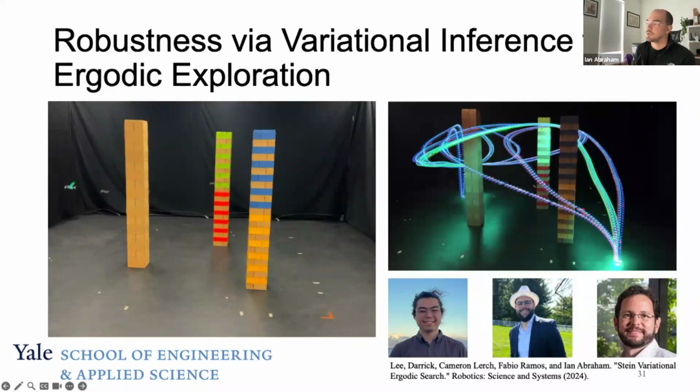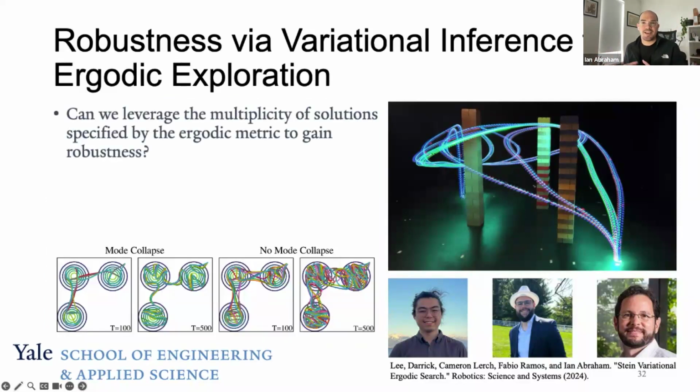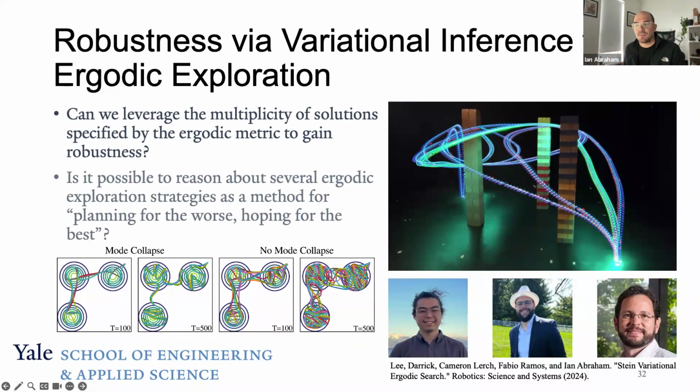So the other approach that we came up with was to think of robustness and expression via variational inference. This is work done by my colleagues, Derek Lee, PhD student Cameron Lerch, and Fabio Ramos at NVIDIA. So the idea is that we said, okay, we know that the ergodic metric has this multiplicity of solutions. Can we use that in some meaningful way to gain robustness? In particular, we were asking, is it possible to reason about maybe several different ways to explore a space as a way of saying planning for the worst and hoping for the best?